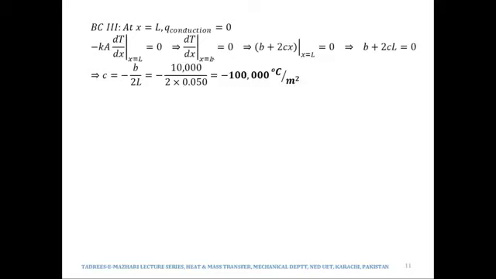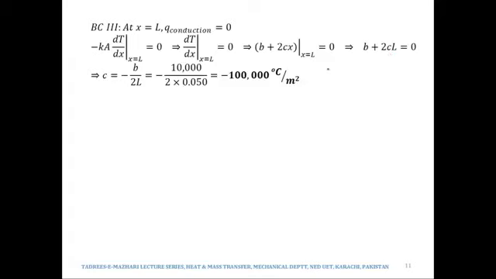Okay, now dT/dx will be b plus 2cx at x equal to L. Now x equal to L means x equal to 50 millimeters. So if we put x as L over here, we will get b plus 2cL as 0. See, if we had applied this boundary condition before, we would have had to stop at this point, because then there would have been 2 unknowns, b and c. But since we have applied the other boundary condition first, and we have found the value of b, we can find the value of c from this point onwards.